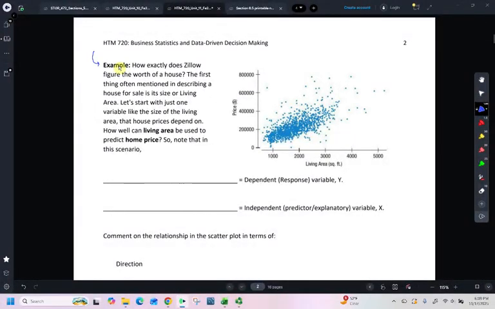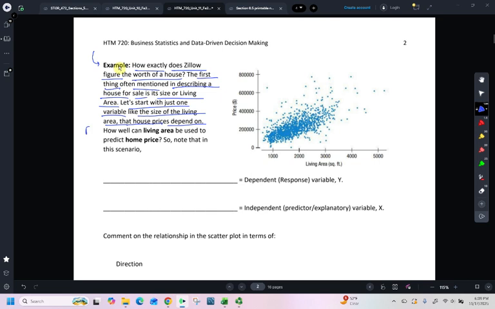In this example, we ask a leading question. How exactly does Zillow figure the worth of a house? Sometimes the first thing often mentioned in describing a house for sale is the size of that house, or the size of the living area. Let's start with just one variable, like the size of the living area, that house prices can depend on.